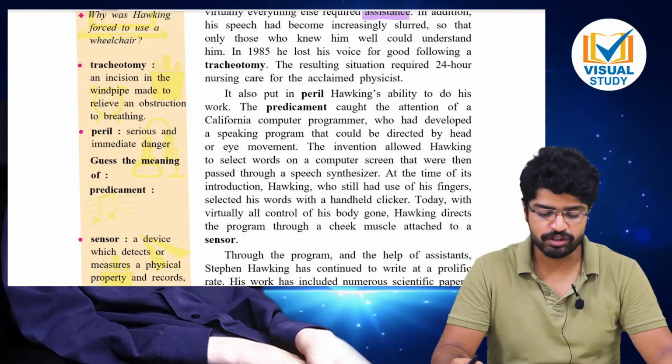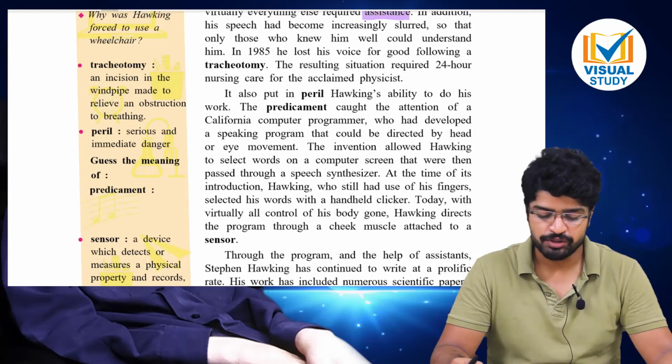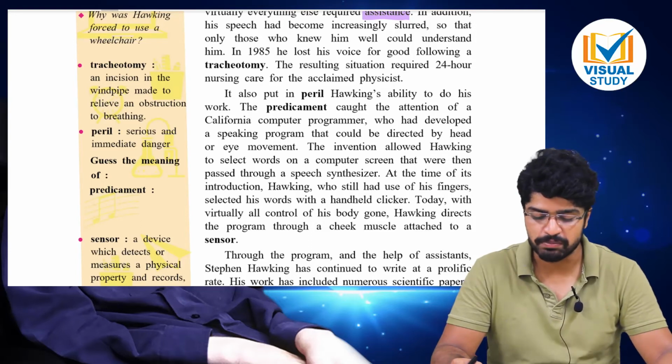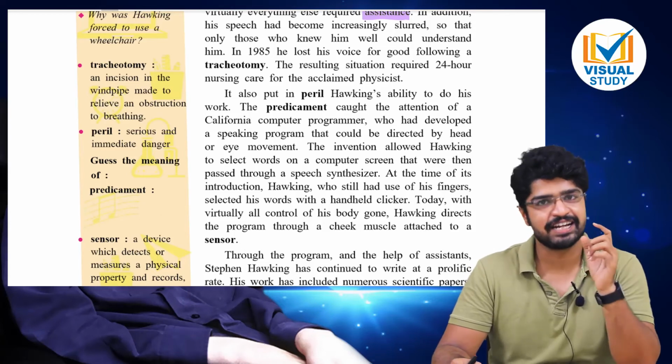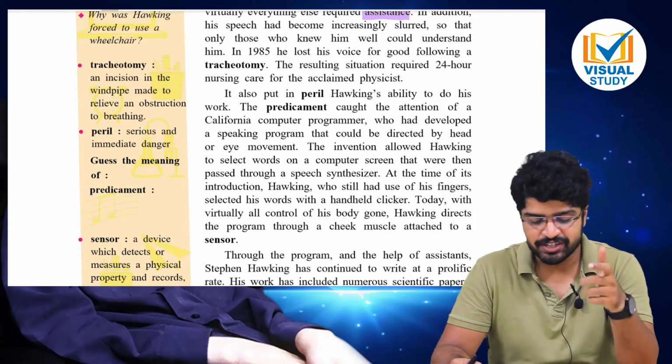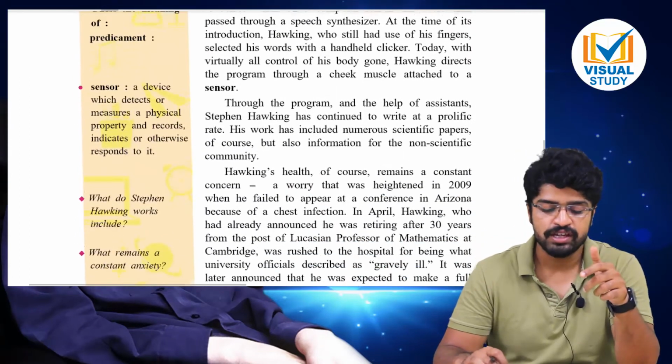At the time of his introduction, Hawking, who still had use of his fingers, selected his words with a handheld clicker. Today, with virtually all control of his body gone, Hawking directs the program through a cheek muscle attached to his sensor. So there is a sensor attached to his cheek that catches his movements, and that is what gets an action done in the form of activity.